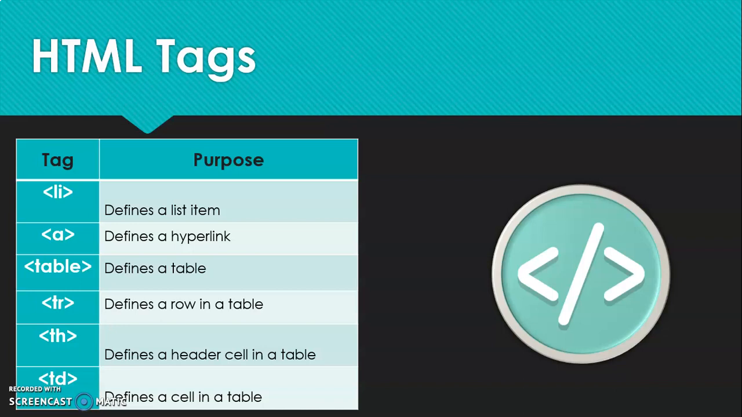Okay, so everything you see in a list, whether it be ordered or unordered, has to be represented using an LI tag in our HTML.